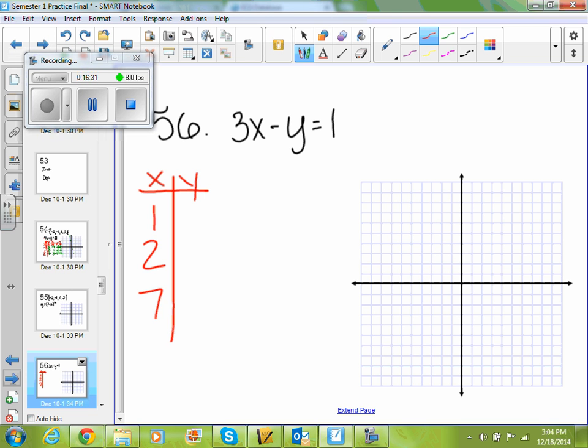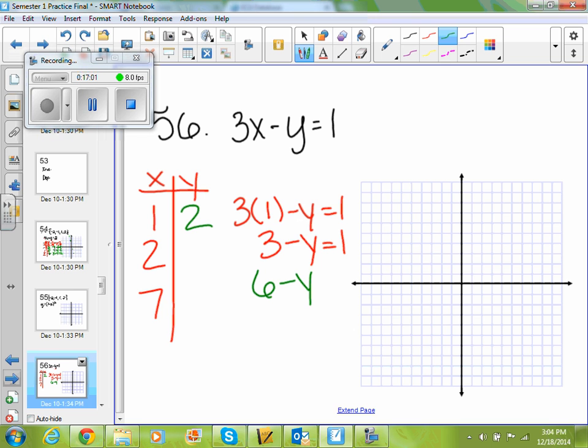So if I plug in 1, 3 times 1 minus y equals 1. 3 times 1 is? Okay, so 3 minus y equals 1. So what do I need to subtract from 3 to make it be 1? 2. So I'm going to get 2. Alright, if I plug in 2, 3 times 2 is 6. Okay, so 6 minus something equals 1. What do I have to subtract from 6 to get 1? 5. So the next one is 5.